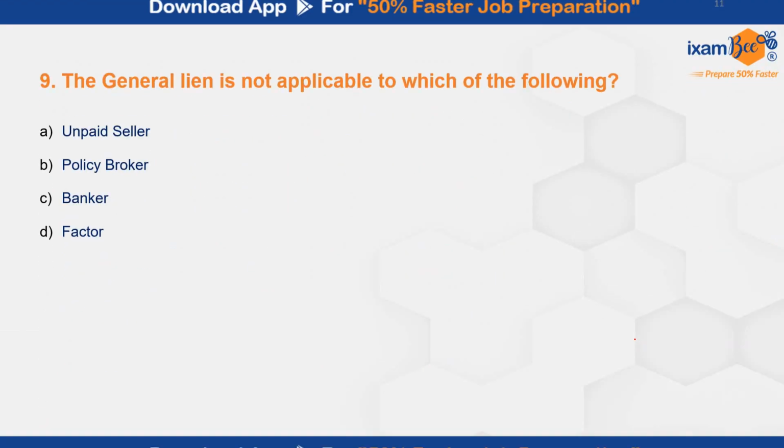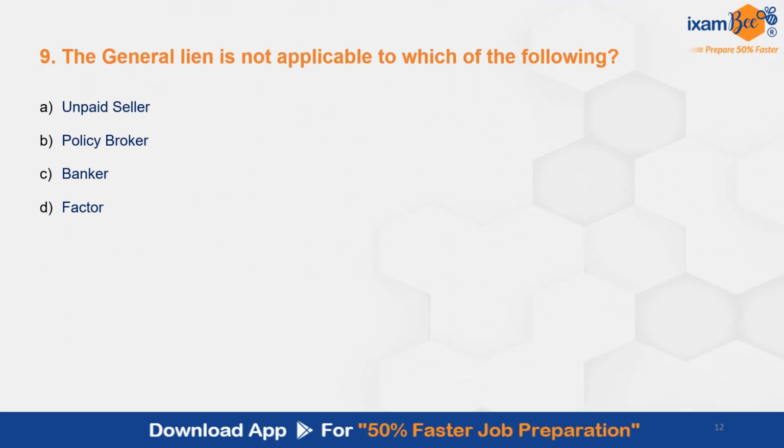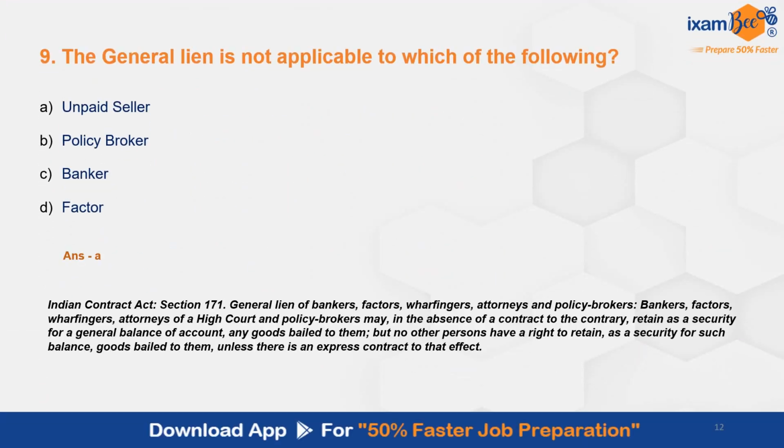Then question number 9. The general lien is not applicable to which of the following? The correct answer here is A. Unpaid seller. This is given in section 171 of the Indian Contract Act. General lien of bankers, factors, wharfingers, attorneys and policy brokers. So there is no mention of the unpaid seller.